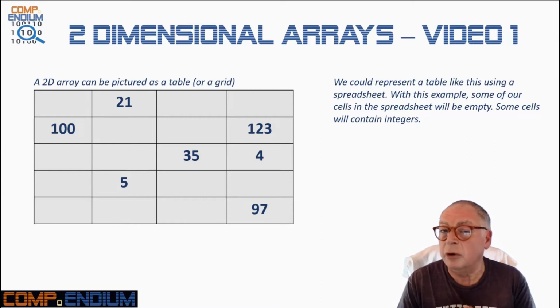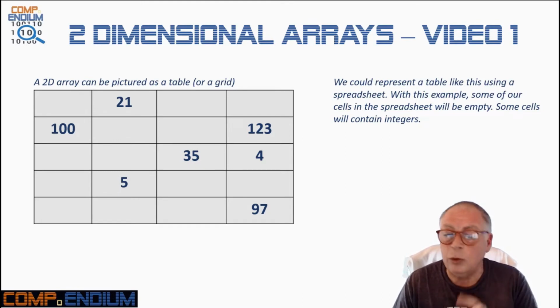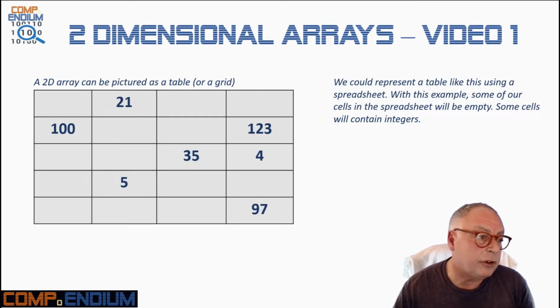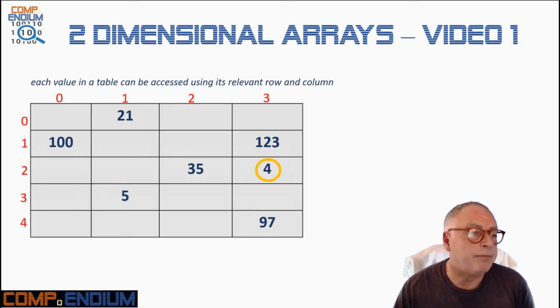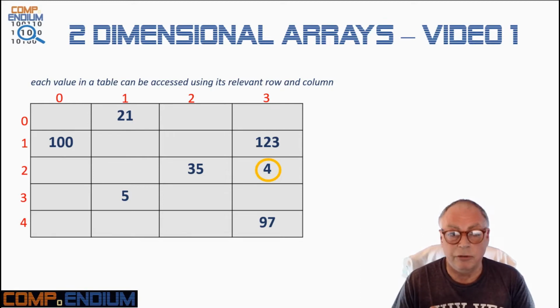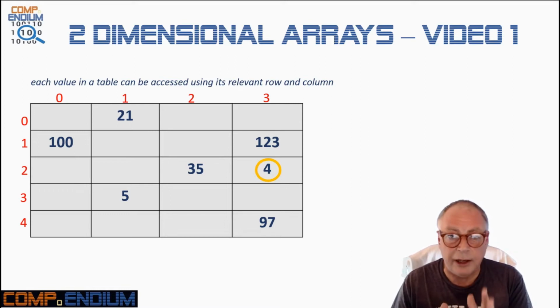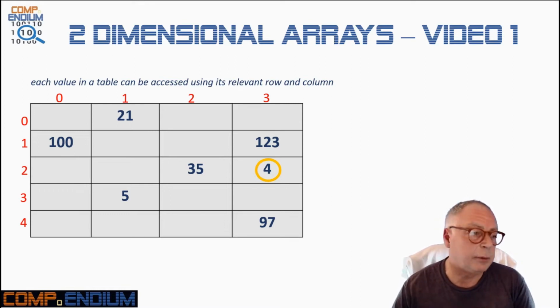Now you'll also know that in order to work with one of the particular items or values in our table, we need 2 pieces of information. We need to know the row and the column. So let's put some imaginary row numbers and column numbers on our table. So from 0 to 3 for the columns and 0 to 4 for the rows. You will know that with that information, we can find where value 4 is in our particular table.